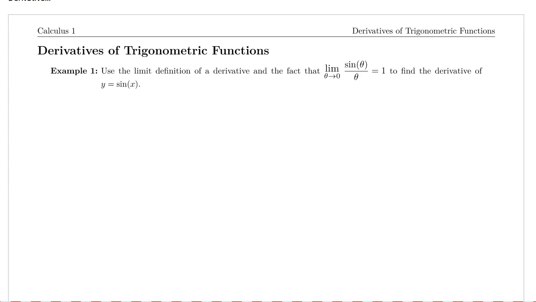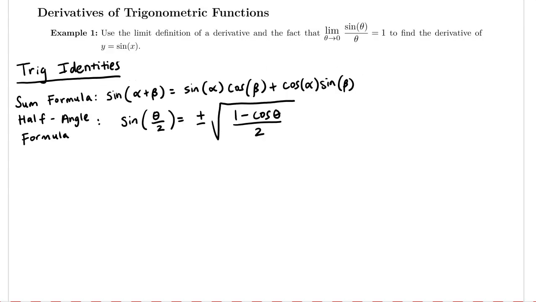Now, before we start this example, we're going to need to use some trigonometric identities. So I'm going to go ahead and write those on the screen as a reminder of what those identities are that are going to help us in this example. All right, so here are those trig identities that we'll need later on, which are the sum formula for sine and the half angle formula for sine.